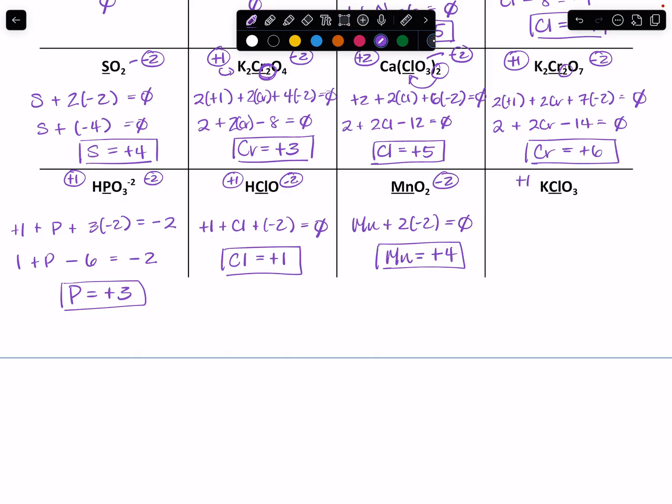All right, and then last but not least, potassium is +1, oxygen is -2. So +1 plus chlorine plus 3 times -2 is equal to 0 for our neutral molecule. So 1 plus chlorine -6. Well, 0, so the oxidation number of chlorine is going to be +5. Okay, so I realize that seems pretty easy.